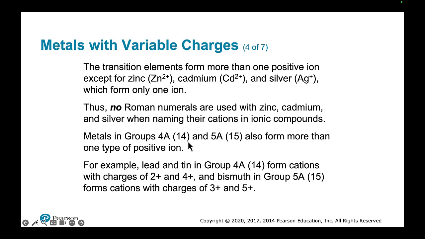Again, metals in groups 4A and 5A also form more than one type of positive ion. Most notably, we want to remember lead and tin here. Lead and tin can both have charges of +2 or +4, and then bismuth, which is in group 5A, can have cations with a +3 or a +5. Bismuth is not as common, so I don't need you to memorize those ones.